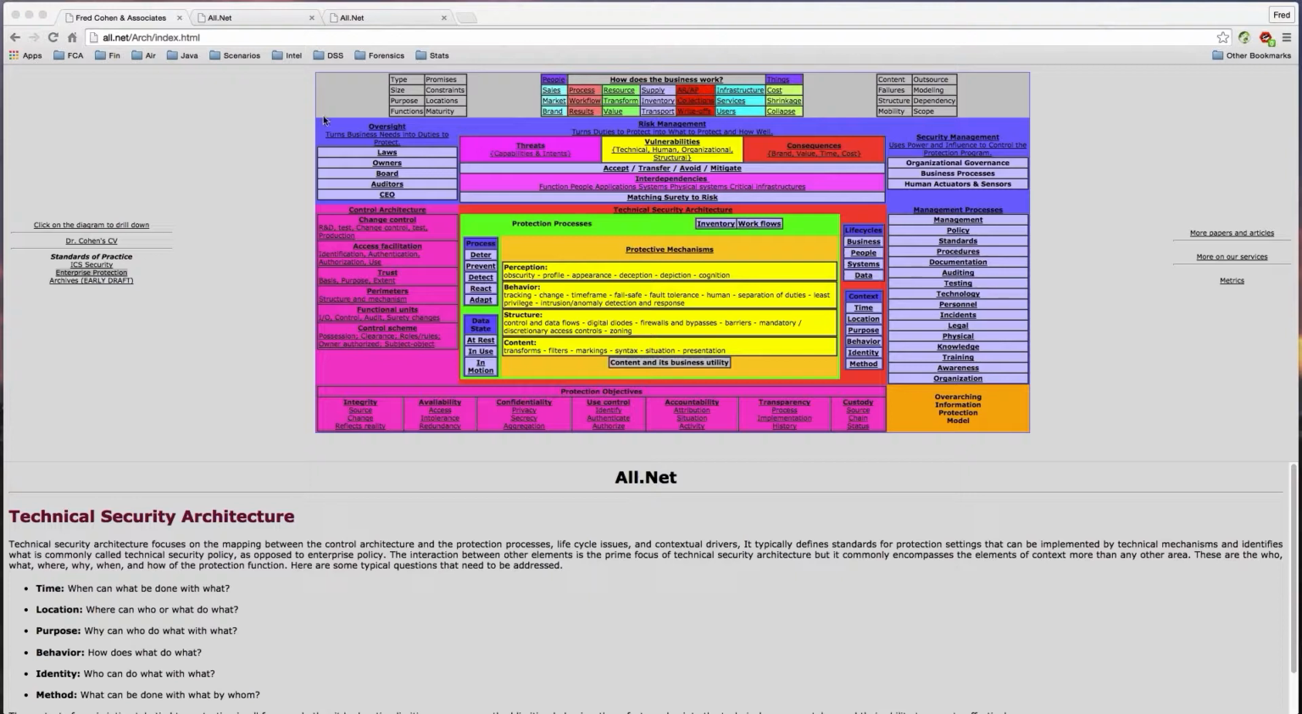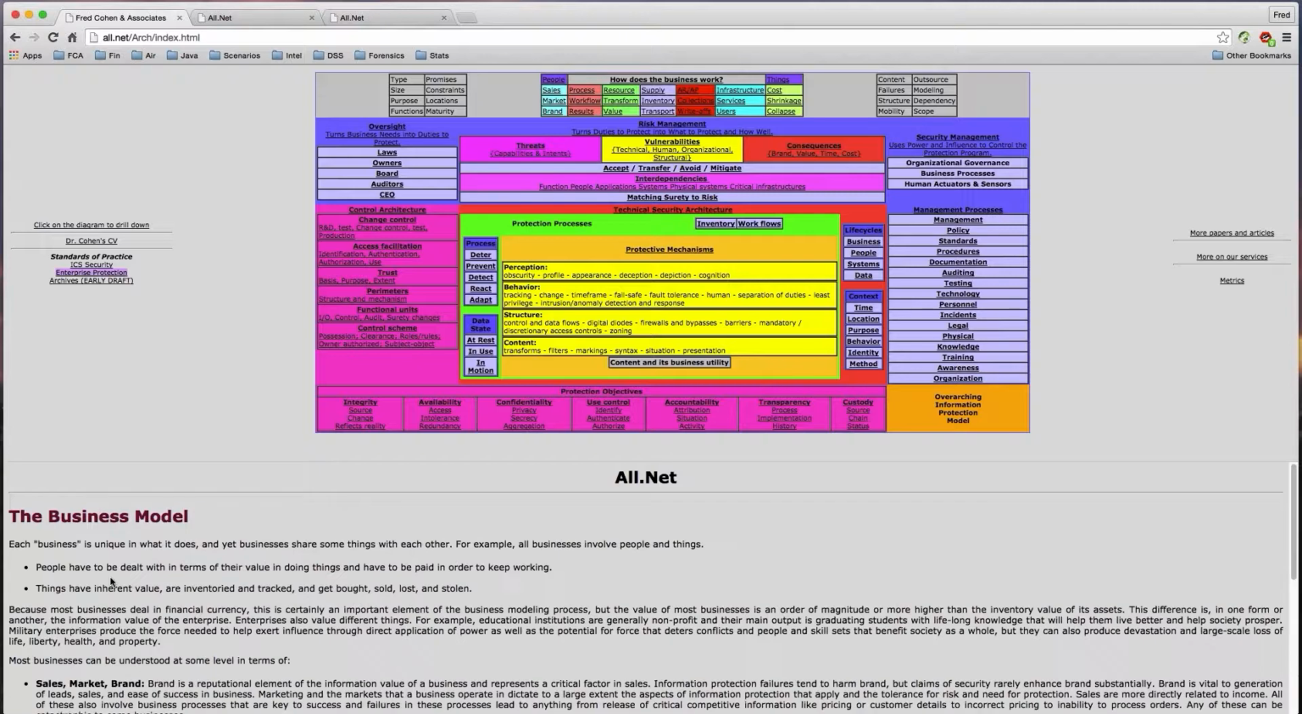Initial assessments work against the standard of practice. The standard of practice is described at all.net, the website all.net. You click on protection and this comes up. This is a diagram. It's a clickable diagram. Anything you click on, the bottom part of the screen will show a brief description of what this particular element is.